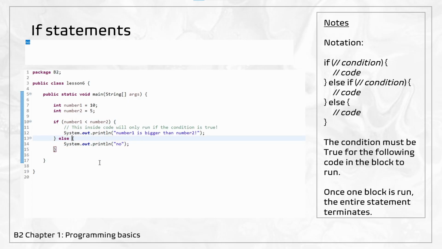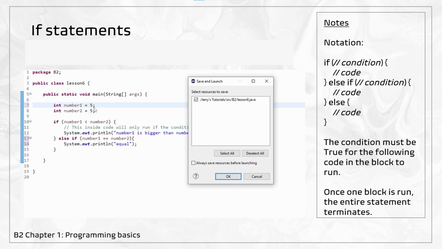What you can also do is you can say else if. So if this is false, then it checks the second condition over here. So let's say if number 1 is equal to number 2, then print equal. And let's set this equal to 5. Then if we run the code, now because 5 isn't less than 5, it goes to this else if. Because 5 is equal to 5, it will print out equal.